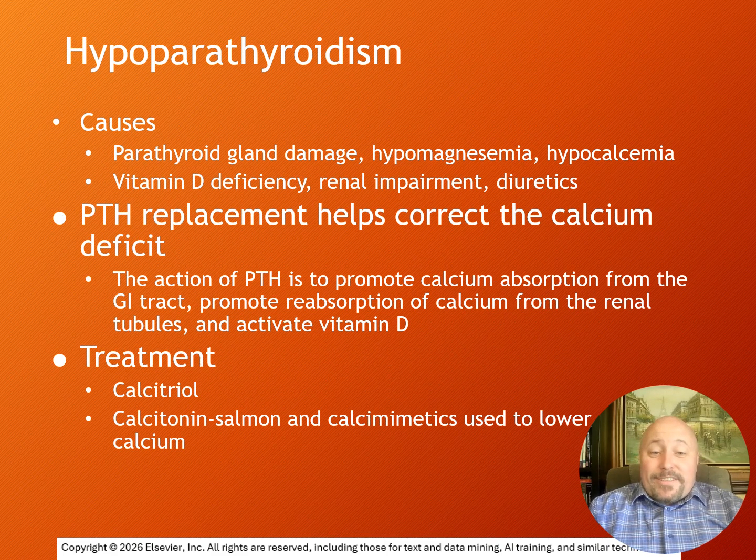Hypoparathyroidism. This is caused by things like parathyroid damage, hypomagnesemia, hypocalcemia, vitamin D deficiency, renal impairments, and diuretics. PTH replacement helps correct the calcium deficit and is treated with things like calcitriol, calcitonin and salmon, or calcimimetics used to lower the serum calcium.